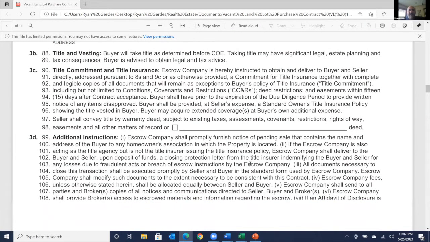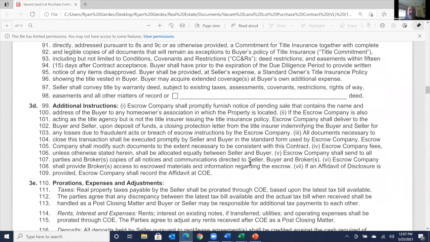Additional instructions. If there's an HOA or a seller wants to pay off a loan on the land that they are selling, then the title company or escrow company will be the ones reaching out to that lender or to that HOA to get payoff information or transfer information, and covenants, conditions, and restrictions from the HOA to disclose over to the buyer.